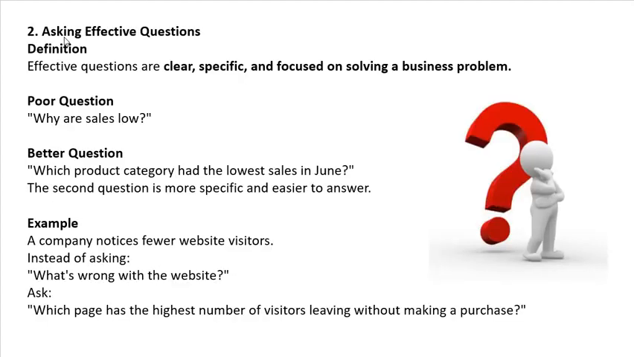Second is asking effective questions. Effective questions are clear, specific, and focus on solving business problems. A poor question is, why are the sales low? A better question is, which product categories had the lowest sales in July and June? The second question is more specific and easier to answer.